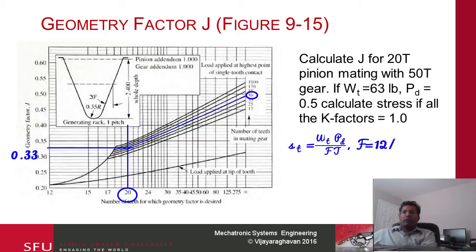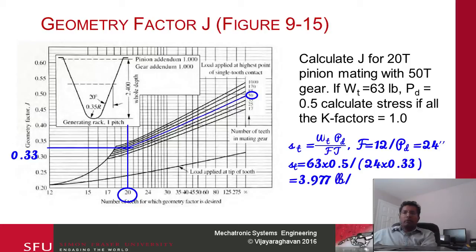F is 12 divided by Pd, which comes to 24 inches. So substituting all these equations, St is 63 times 0.5 divided by 24 times 0.33, which gives us 33.977 pounds, sorry, pounds per inch squared.